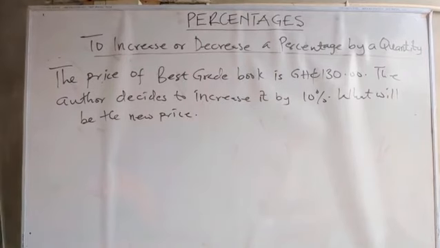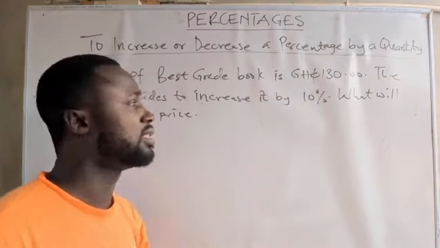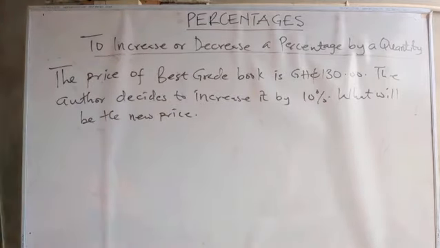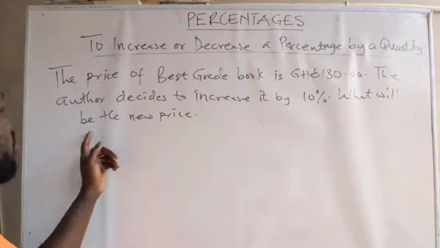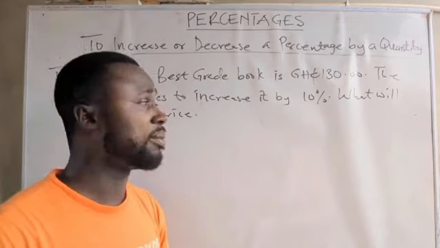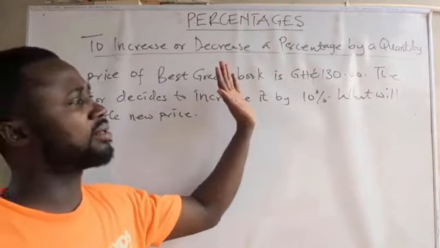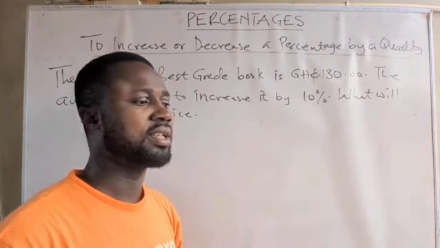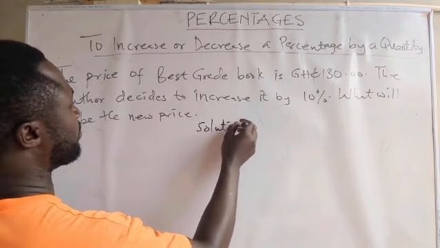Okay, so let's look at this question. The price of best grade book is 130 cedis. The author decides to increase it by 10%. What will be the new price? So the price of best grade is now 130. The author now decided, okay, I'm going to increase the price by 10%. Then what is the new price? That's so simple to solve.